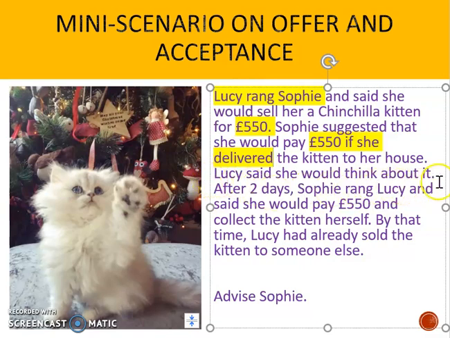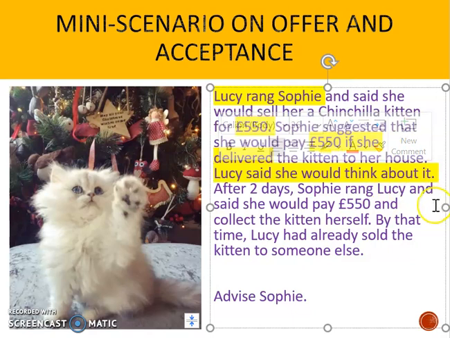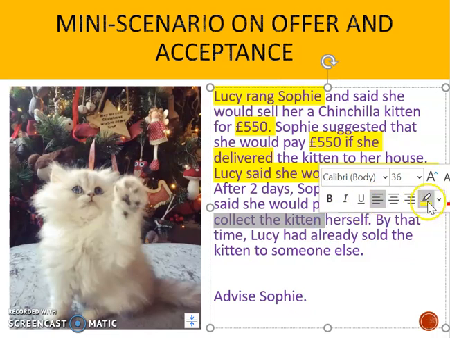Lucy said she would think about it. Now this is important as well, because the fact that Lucy said, I'll think about it, suggests that this is a counter offer. £550 if she delivers it. Lucy goes, I'm going to think about that. So Sophie's made a counter offer. Lucy's going to think about it. After 2 days, Sophie's rung Lucy and said that she would pay £550 and collect the kitten herself.